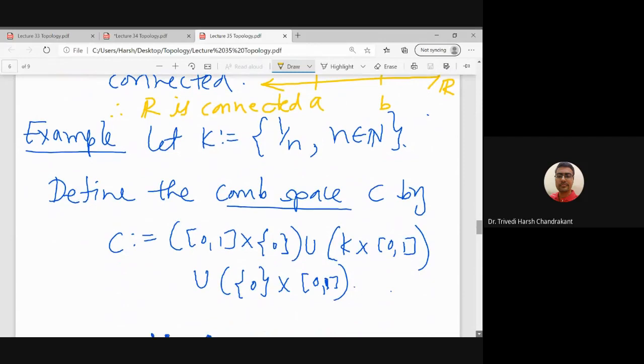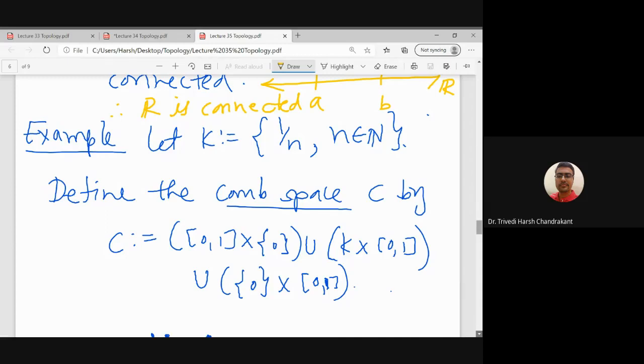So now I want to discuss a special example, a space which is connected but not path connected. So this theorem says that every path connected topological space is connected, but this example which we are discussing will give us that every connected space need not be a path connected space. So for that we will see a particular example which is known as the comb space.